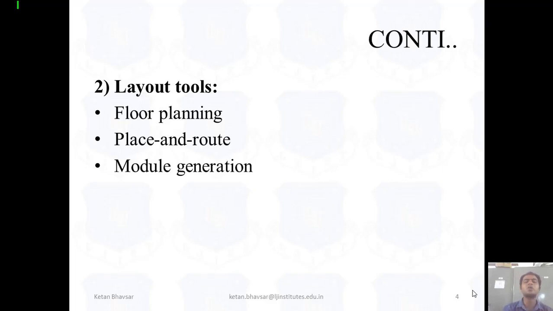So floor planning means what? Whatever code you write will be mounted on a particular area, as you can see in the floor planning. Place and route means what? It provides proper connections between component to component, and it decides the proper place where components can easily communicate with each other. And also module generation.